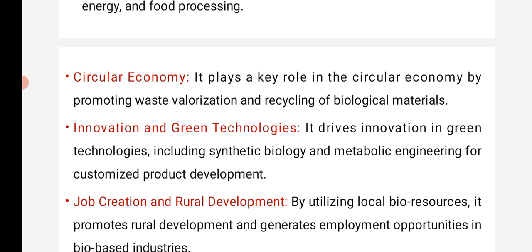Yes, innovation and green technologies. It drives innovation in green technologies, including synthetic biology and metabolic engineering for customized product development. So innovation means they innovate new ideas and green technologies for the production of products, which is helpful for development.